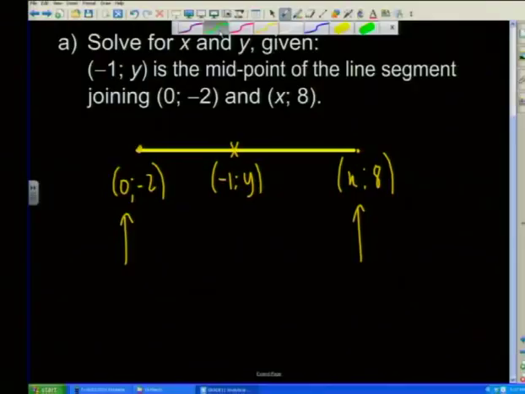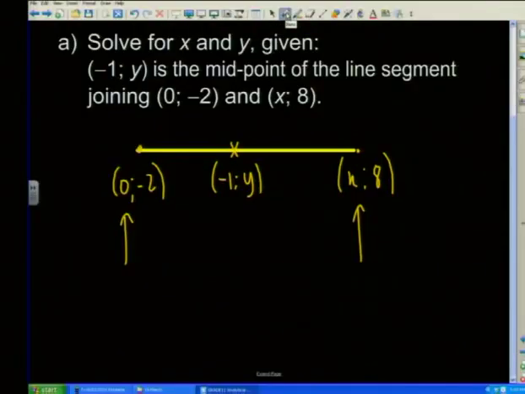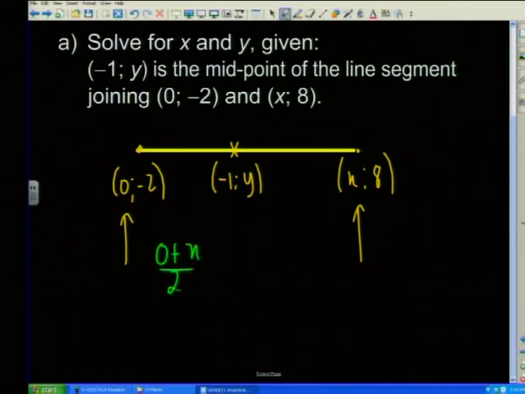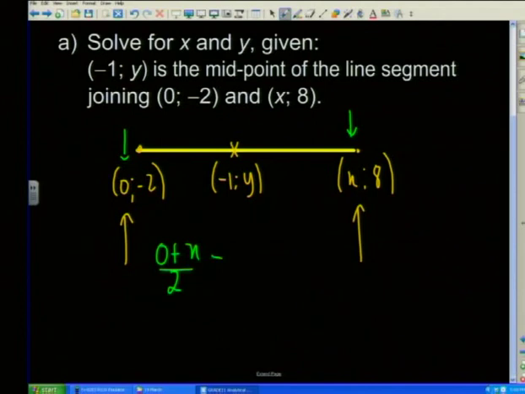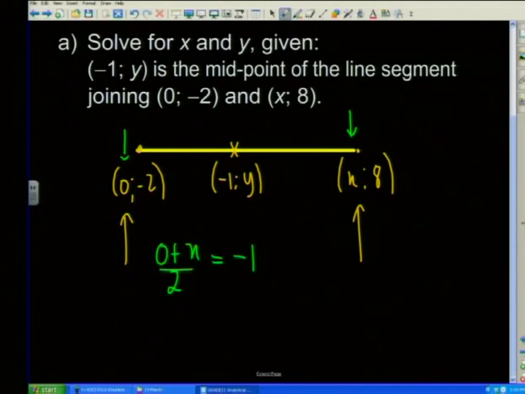Okay, so the first thing I'm going to do is take the two outer x's, so I know that I'm going to have 0 plus x divided by 2. So if you add your two outer x's together and divide by 2, that gives me the midpoint value. Okay, that just gives me a little Mickey Mouse equation which I can then go and solve.